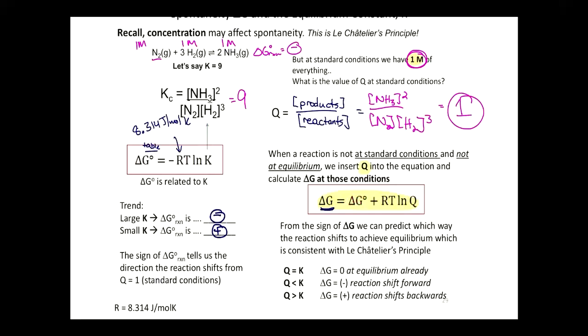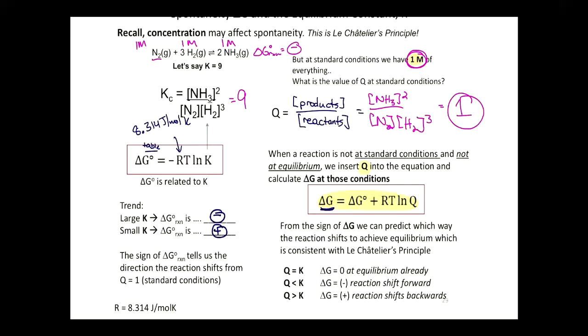But notice how this delta G equation without the naught still has delta G with the naught in it. And this will be an idea that we'll do again in chapter 20, electrochemistry. We see an equation very, very similar to this one, where we can calculate the free energy change of any given condition, even if they're not at standard conditions.